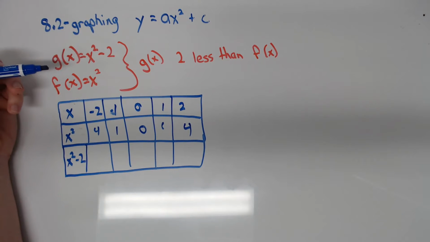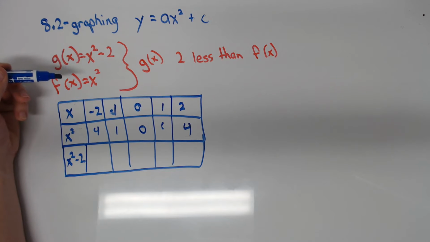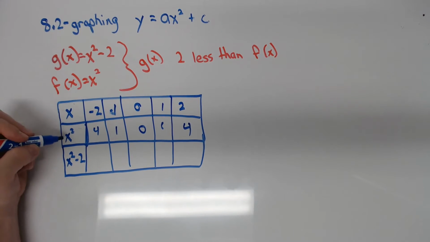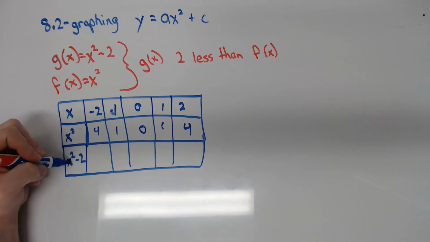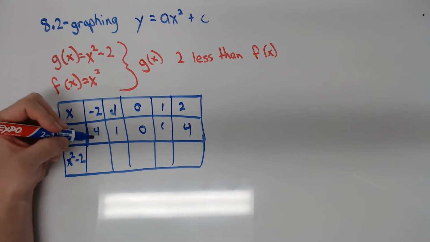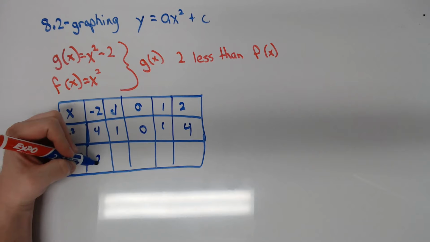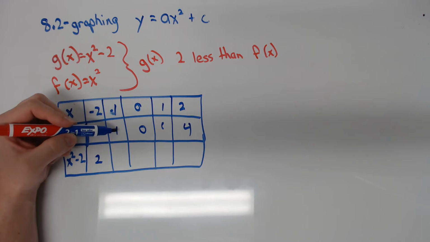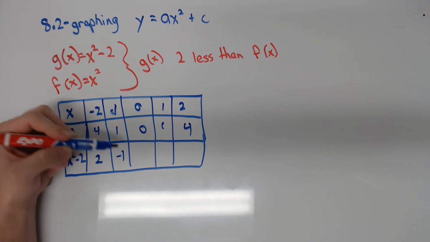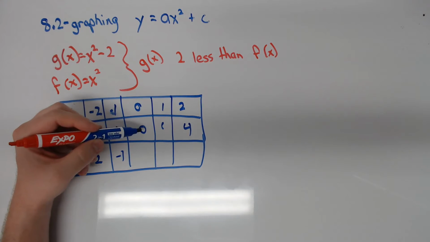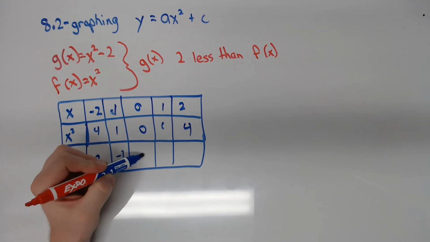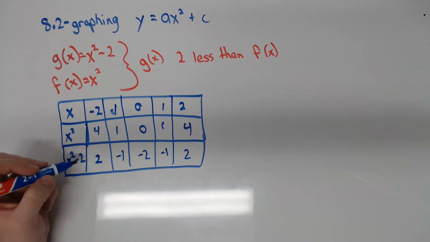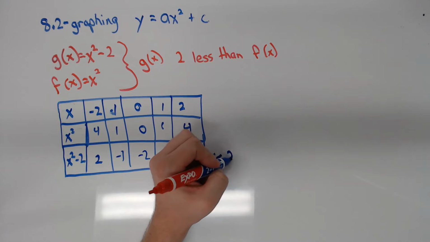It's called the parent function because it's always the same and everything else is just a transformation on the parent function. So this is just x squared, then minus 2. So if x squared was 4, 4 minus 2 is 2. Negative 1 squared was 1. 1 minus 2 is negative 1. 0 squared was 0. 0 minus 2 is negative 2. So it's the same pattern, just these numbers are always 2 less.